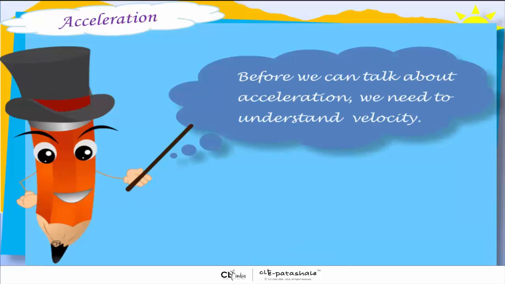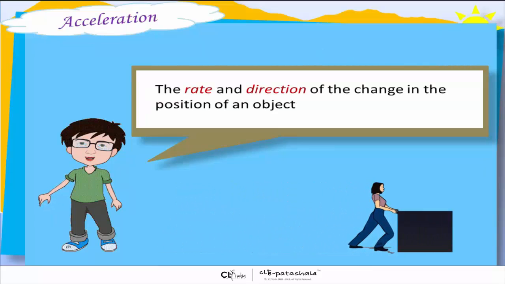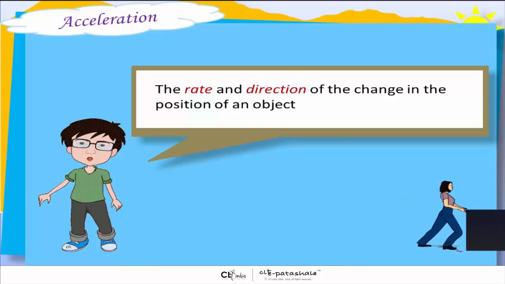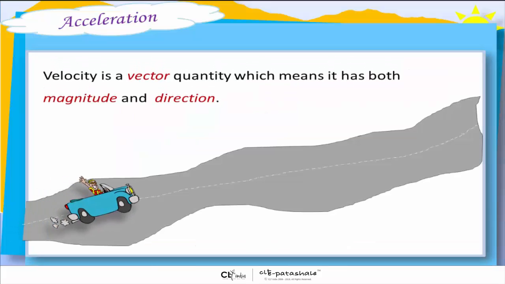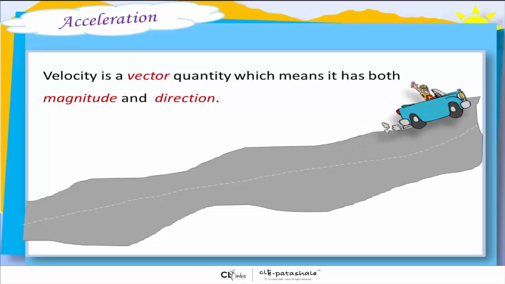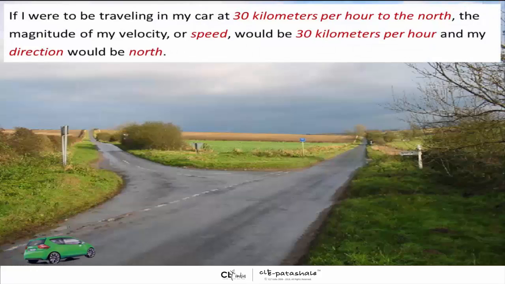Before we can talk about acceleration, we need to understand velocity more deeply. The rate and direction of the change in the position of an object is velocity. Velocity is a vector quantity, which means it has both magnitude and direction. If I were to be traveling in my car at 30 kilometers per hour to the north, the magnitude of my velocity or speed would be 30 kilometers per hour and my direction would be north.